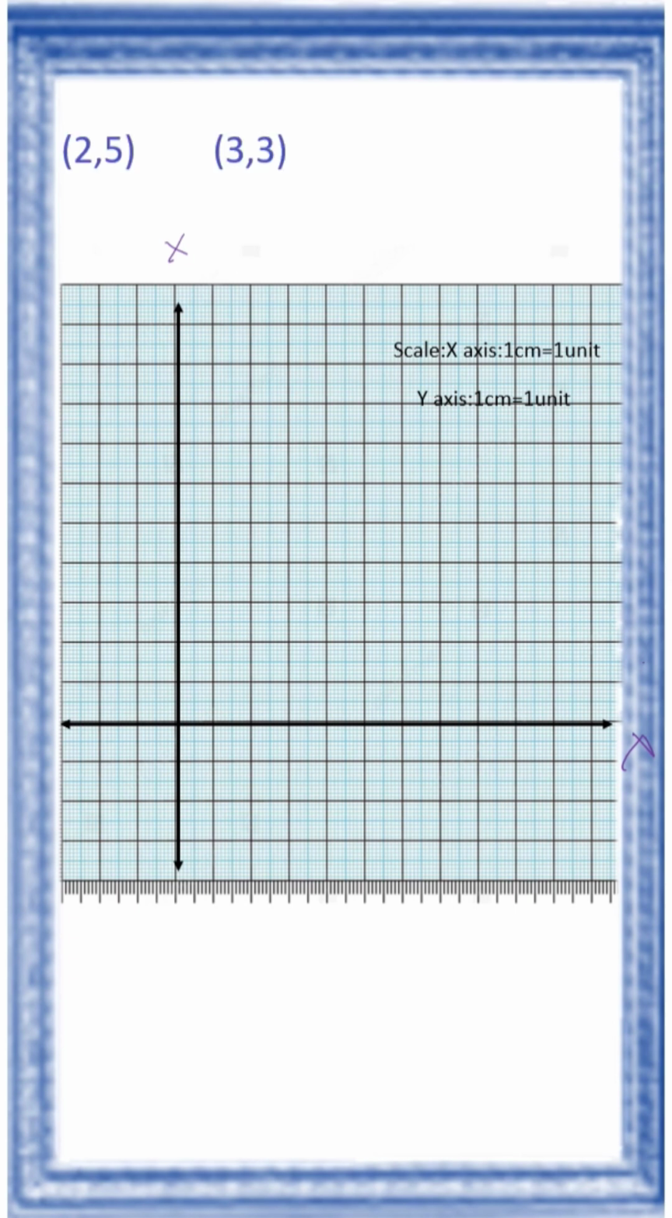Now let us mark the ordered pairs for the first equation. 2, 5. This is 2, 1, 2, 3, 4, 5. So mark 2, 5, 3, 3. 1, 2, 3, 1, 2, 3. Here it comes. Now 4, 1, here it comes. Now join the points by a straight line which represents the first equation, 2x plus y is equal to 9.